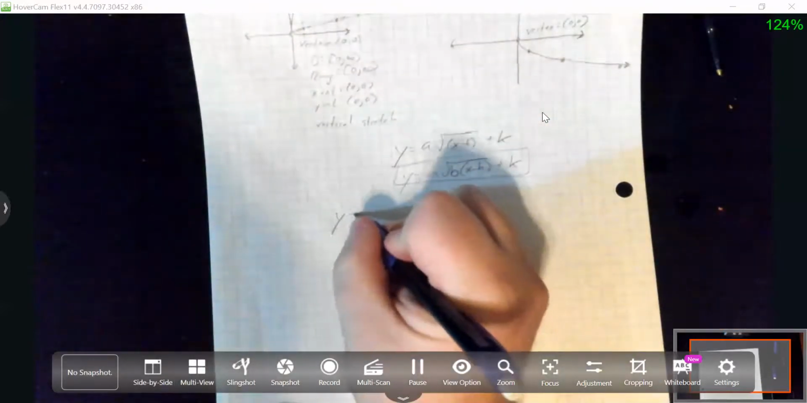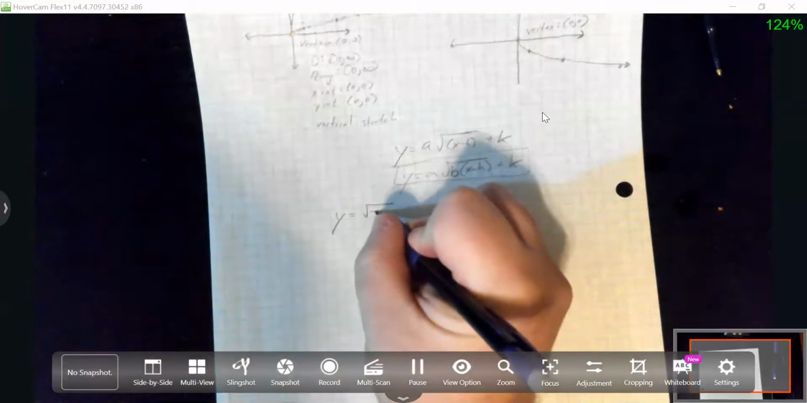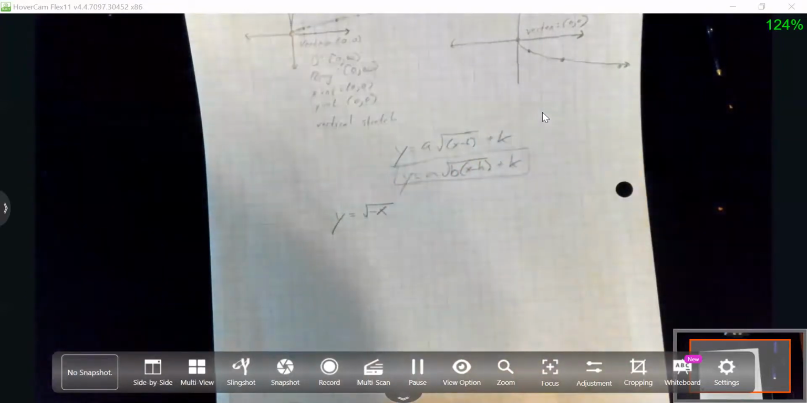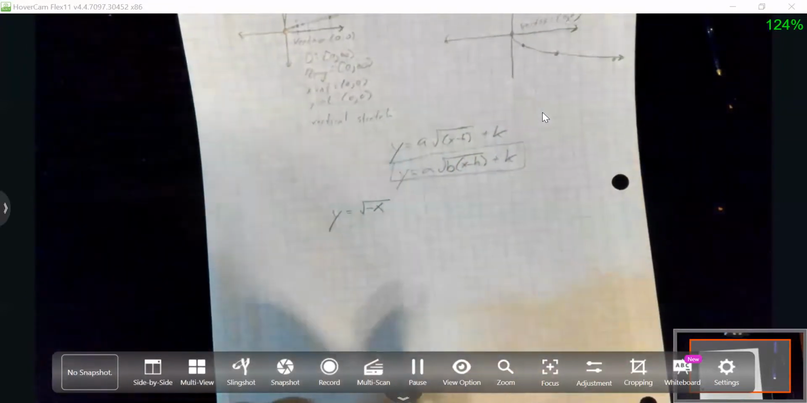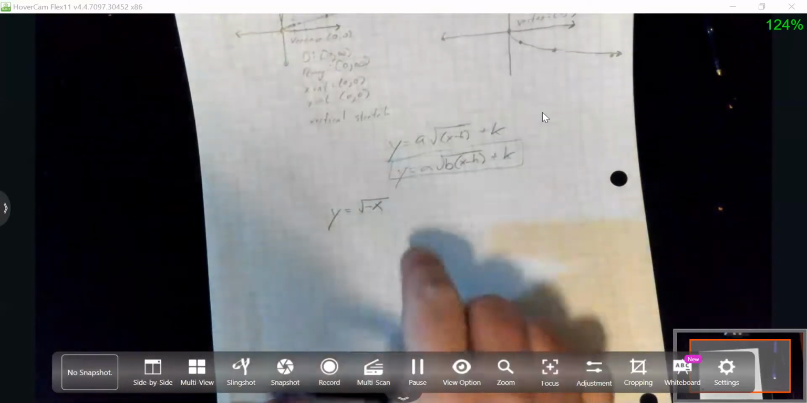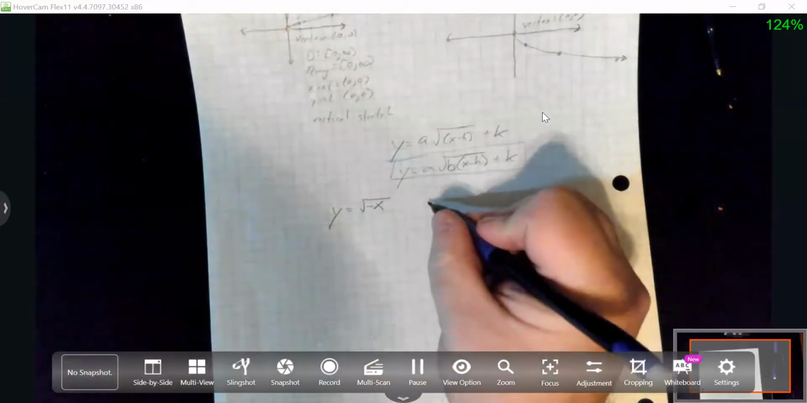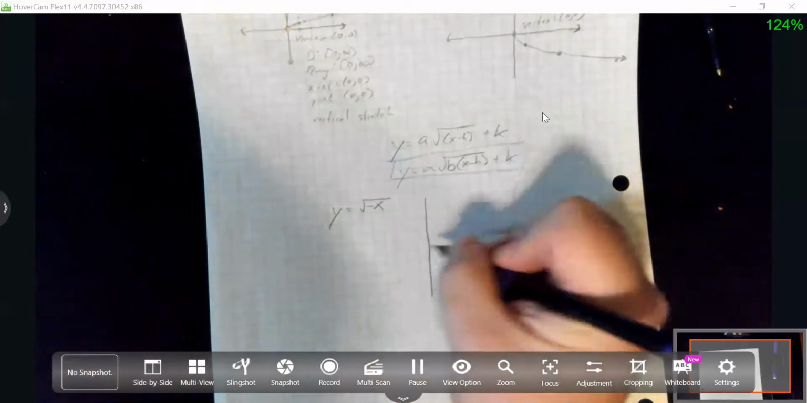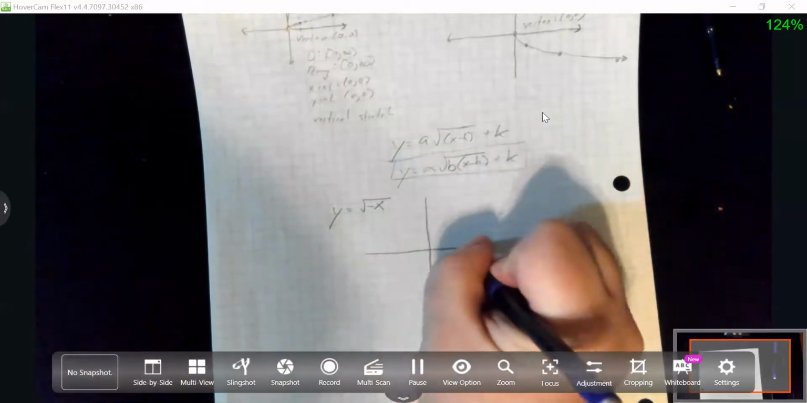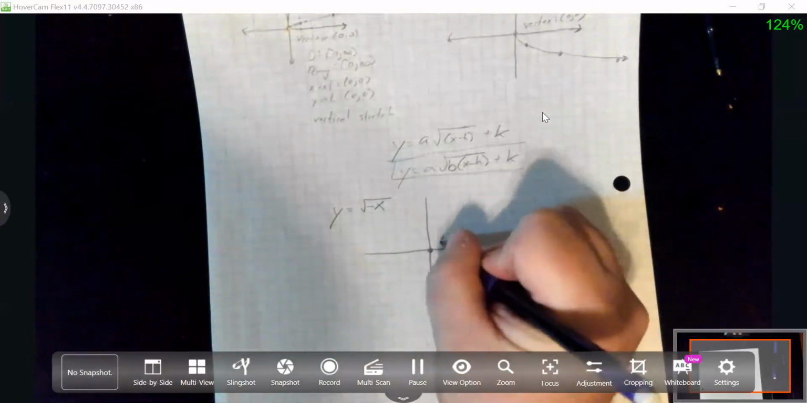So let's look at one example of that. Let's say we wanted to graph y equals the square root of negative x. And I know the first thing you're thinking is, well, we can't take the square root of a negative. Well, this isn't the square root of a negative, this is the square root of negative x. If we were to plot these, what would end up happening is we still start here at 0, 0.